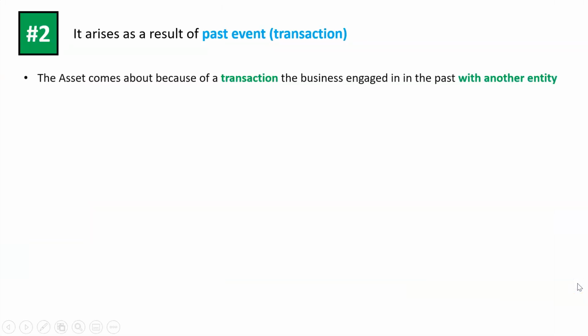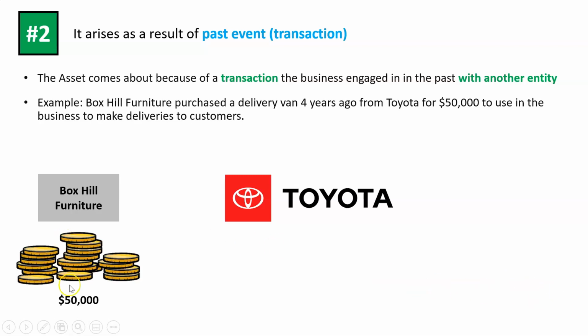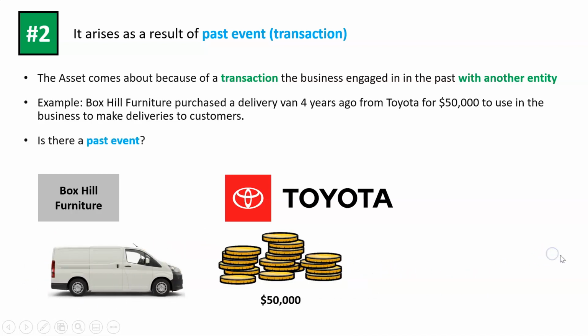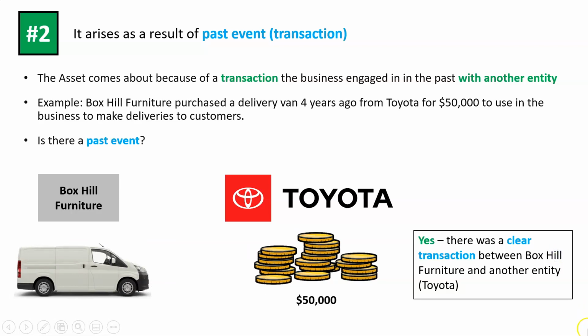Second thing is an asset's got to arise as a past event. That is a fancy way of saying there's got to be a transaction. So a business engages in a transaction with another entity. So for example, let's change it a little bit and say Box Hill Furniture bought a van 4 years ago from Toyota for $50,000 to use in the business to make deliveries to customers. So Box Hill Furniture had $50,000, Toyota had a van, and they switched. That's a transaction. So is there a past event? Yes, there is. There's a clear transaction between Box Hill Furniture and another entity.